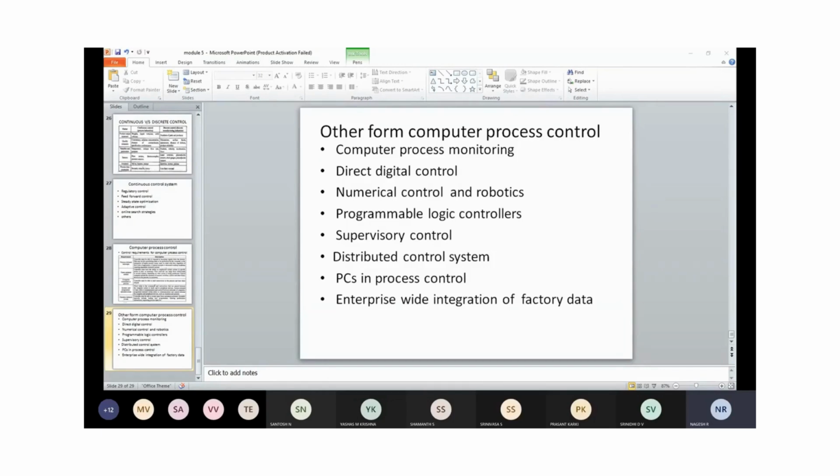Just in the examination, with respect to words, if you remember the highlighted words, computer process monitoring, you will be watching, observing, checking something, and with respect to that you will be taking note of that. So just with respect to that word itself, you can give the explanation.